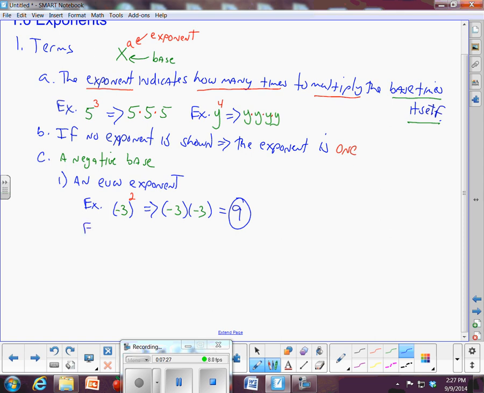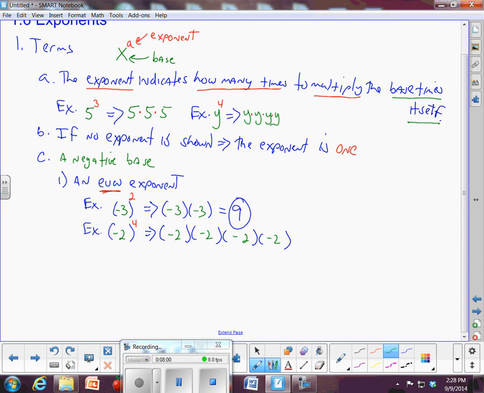Let's try another one here. Without doing too many, how about a negative 2 base, and let's take that to the 4th power. Again, I'm using even exponents: 2, 4, 6, 8, 10, etc. So only even exponents in this first grouping. Let's expand this. I'm going to need 4 parentheses, because I need the base times itself 4 times.